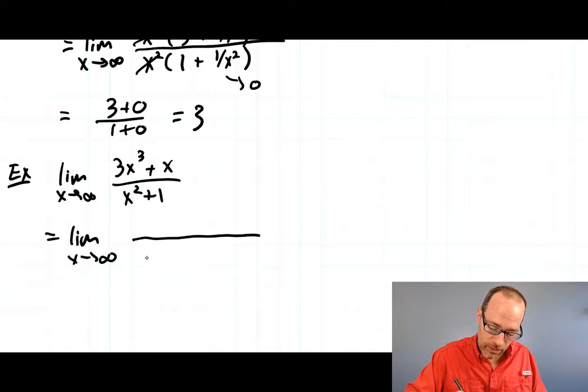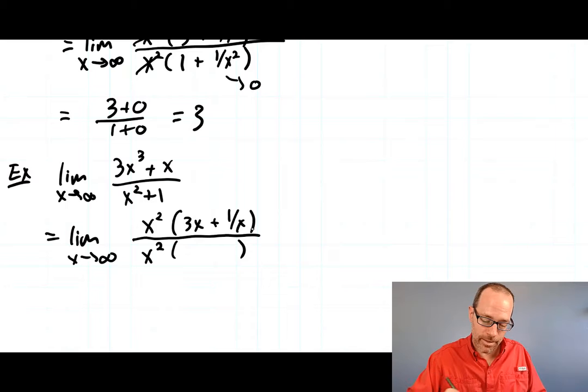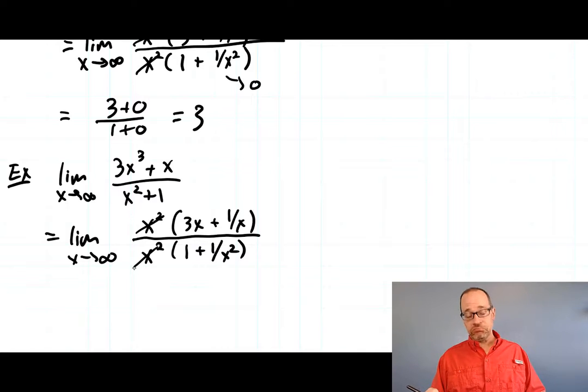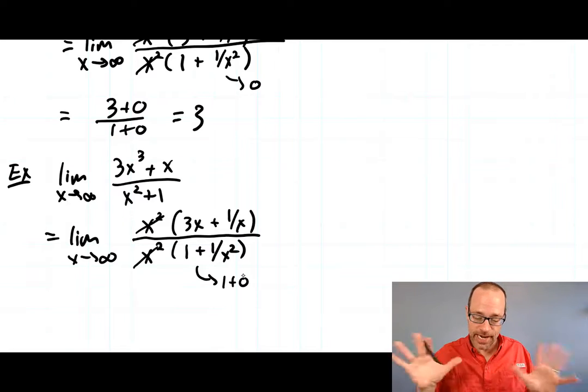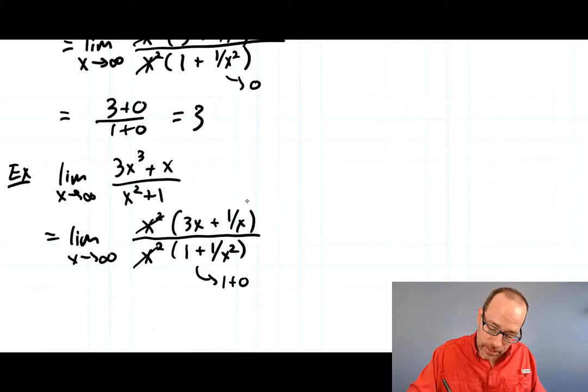So let's factor out as much as we can from the top and bottom equally. So that would be an x squared from both. That'll leave a 3x plus 1 over x there. And it'll leave a 1 plus 1 over x squared here. Because I factored the same amount out, they cancel. Now the bottom is trying to go to 1 plus 0, which is not 0, so that we can do limit laws there.